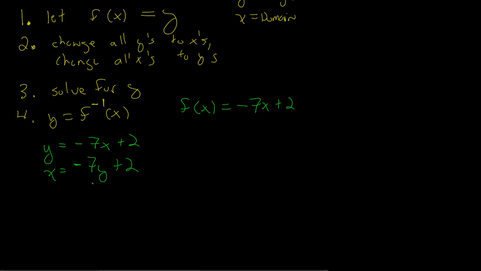Now I'm going to solve for y. So I'm going to add 7y to both sides to get rid of the negative sign, and then subtract x from both sides, and then divide by 7. And that's my inverse.